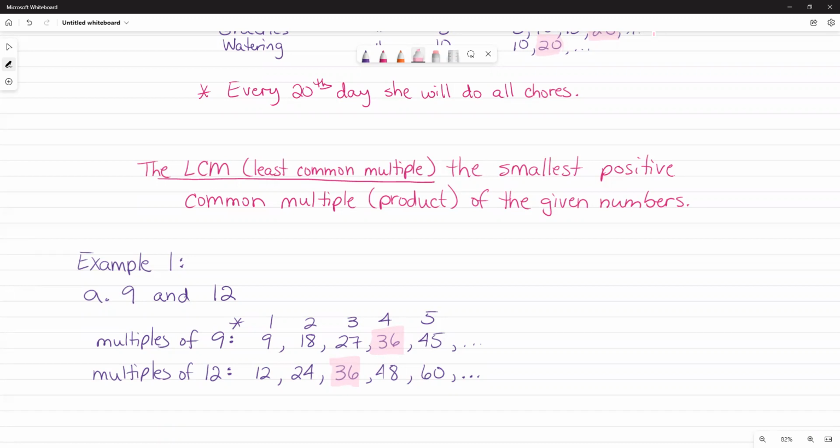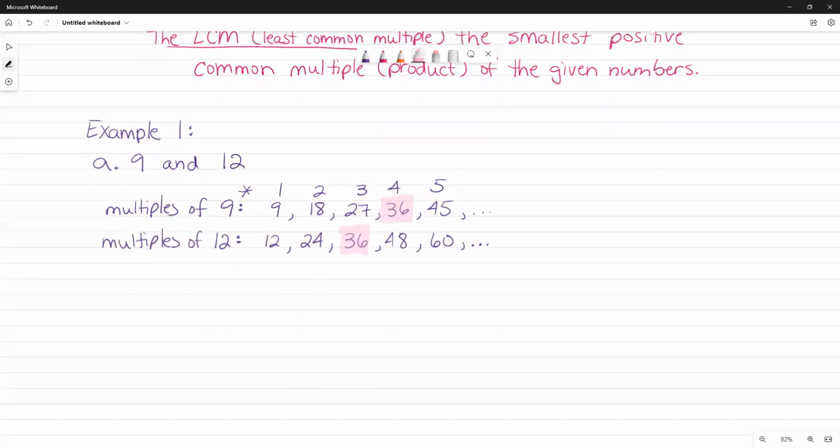Okay, that's the only example I'm going to do because we're not going to use listing to find common multiples. We want to use prime factorization to find our least common multiples. So let's use the same example, but using prime factorization so that you can see a comparison of the two. So again, I'm going to find the multiples of 9 and 12, but I'm going to use prime factorization.